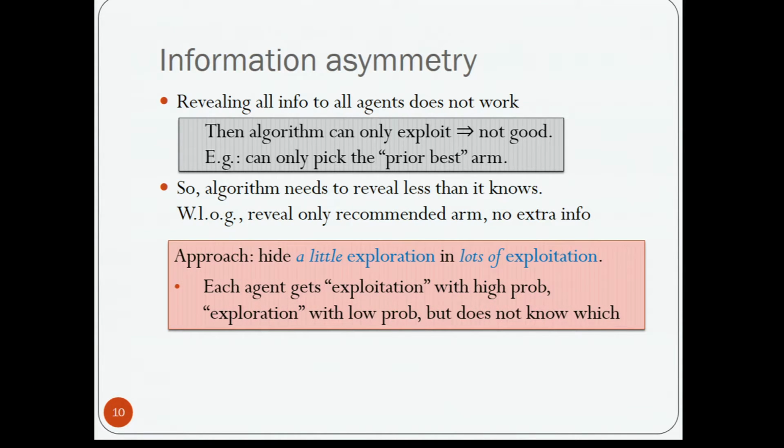Okay, so the general approach here is that we are going to try to hide a little exploration in a lot of exploitation. And why can it possibly work? Well, you see, each agent knows that he gets the exploitation choice with high probability, and maybe exploration with low probability, and he doesn't know which, right? But on balance, we can tune the probabilities so that he still follows the recommendation, because he knows that most likely it was exploitation.